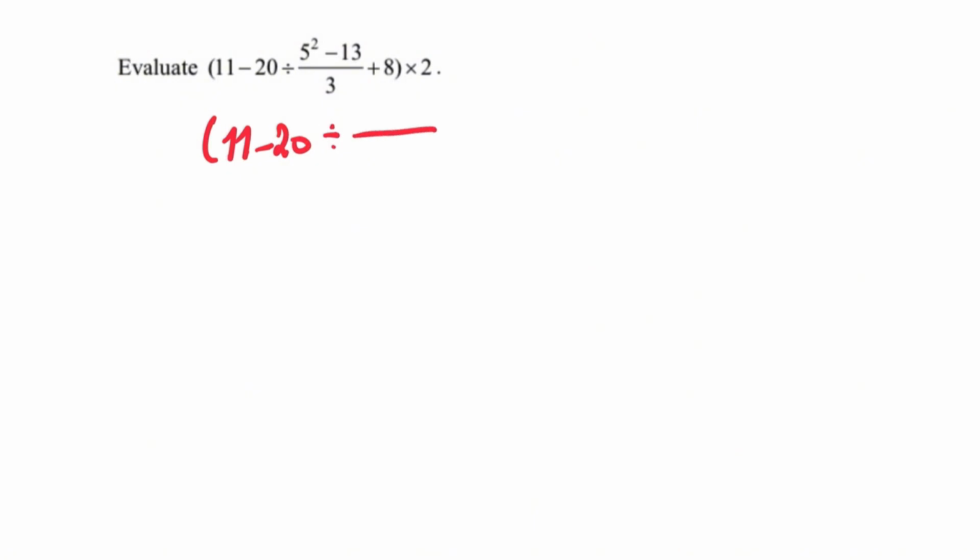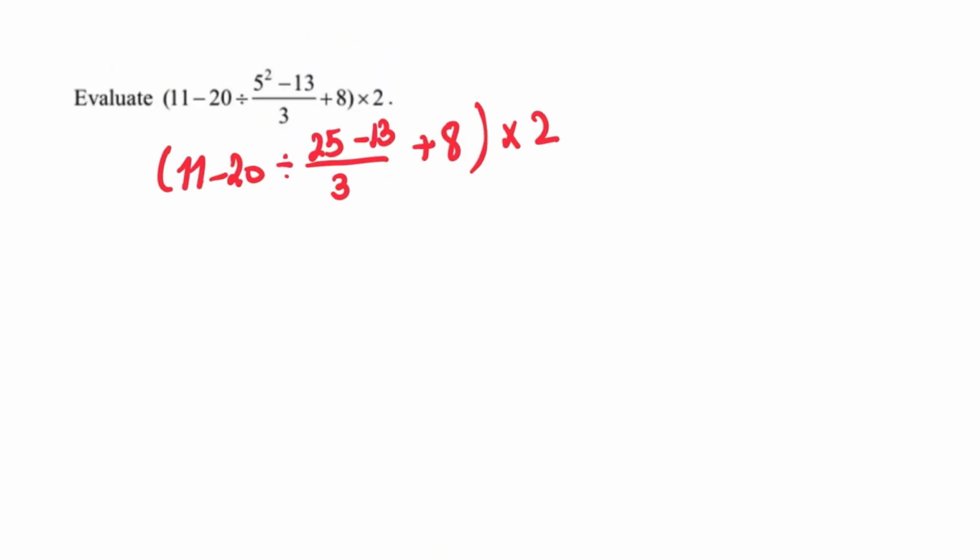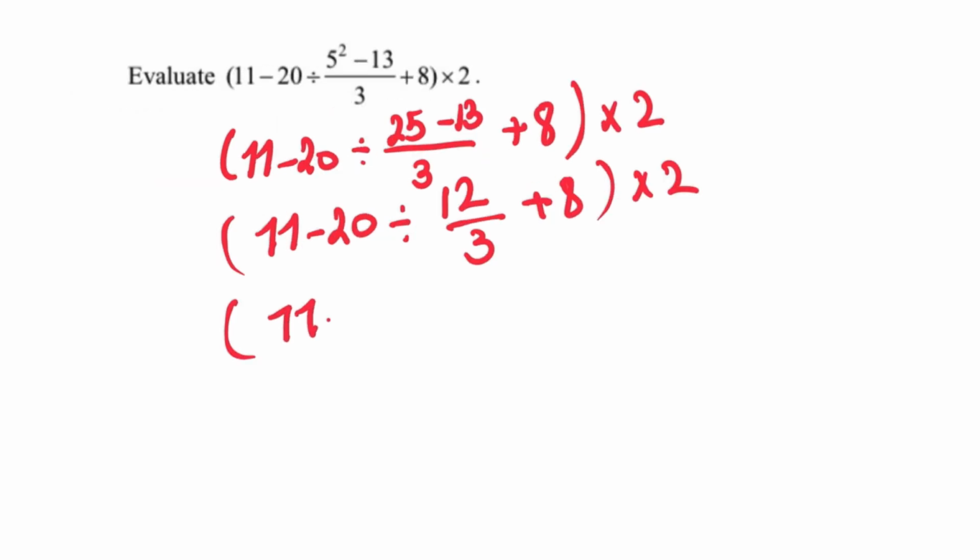So first we have 5 to the power of 2 equals what? 25 minus 13 divided by 3. Then plus 8 multiplied by 2. Next step. 11 minus 20. We don't simplify it. The division, we write it like it is. Then 25 minus 13 equals 12, divided by 3 plus 8, multiply by 2. 11 minus 20 again. Then here we have 12 divided by 3. We have a fraction. We don't do the division before we finish with the fraction. So it equals 4 plus 8, multiply by 2.